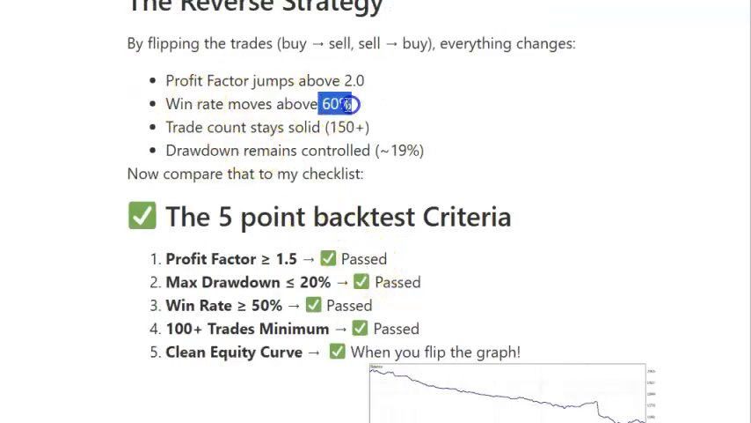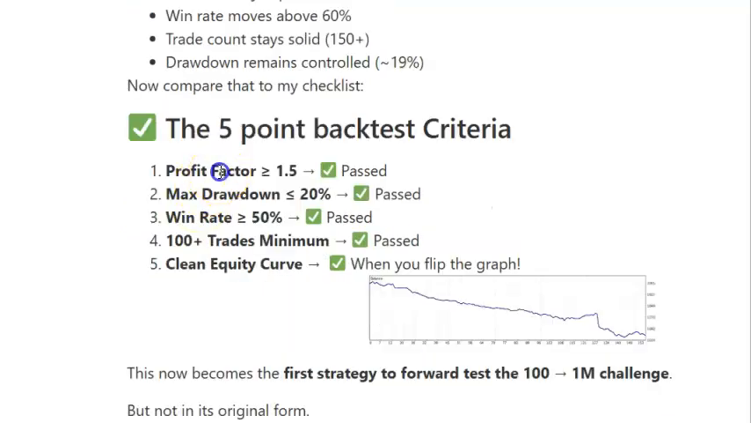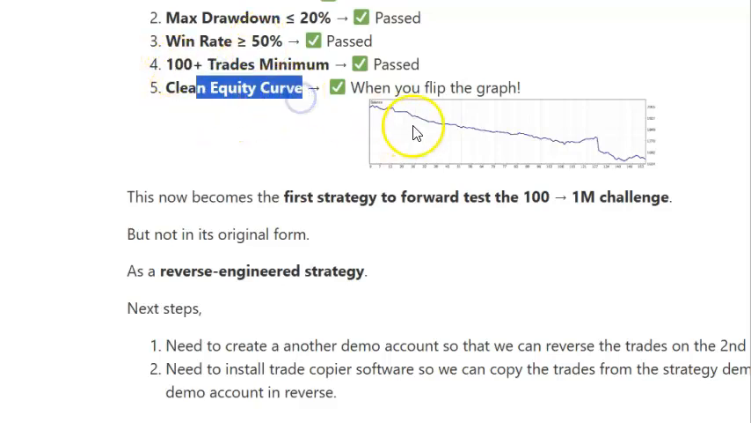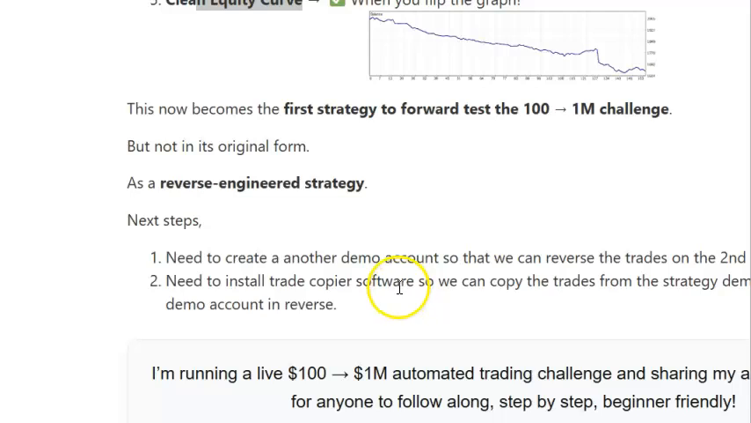Win rate above 60%, trade count 150 plus, drawdown remains under 19%. So that's compared to my checklist. In the original one we said profit factor at least 1.5, max drawdown less than around 20%, win rate 50%, at least 100 trades minimum, and a clean equity curve. Obviously the equity curve is like this, but if we reverse it, it's going to go up. So that's the first strategy I'm going to go with.